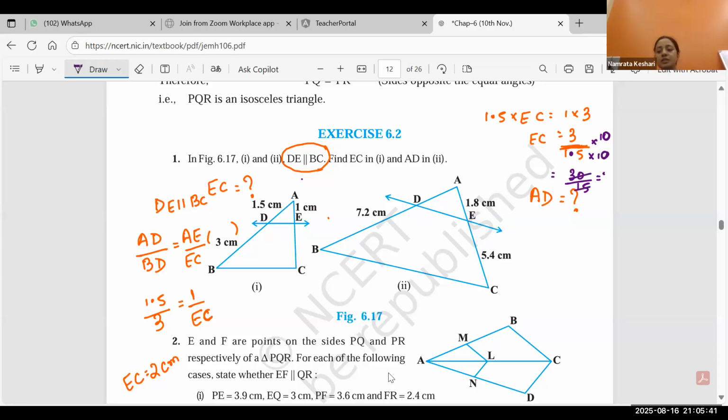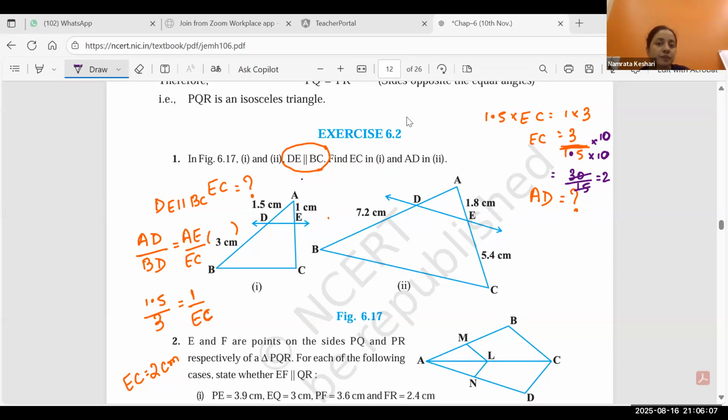Can you see, is it making sense? Yes, ma'am. Is it making sense to all of you? Salwa, Arfa, are you getting it? Yes, ma'am. Yes or no? Yes, ma'am. Okay, please do the next one, number 2.